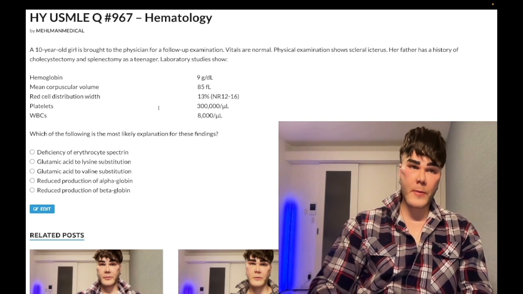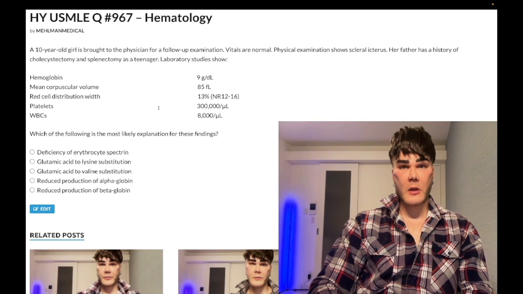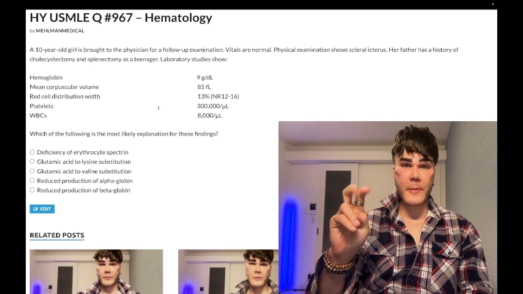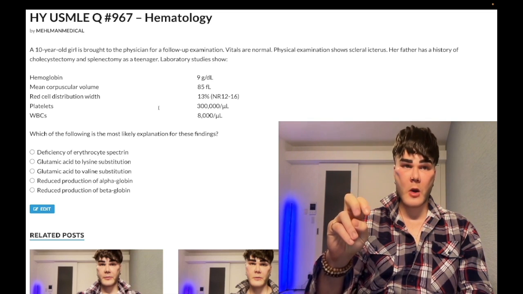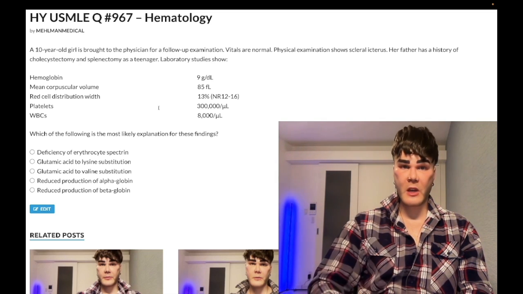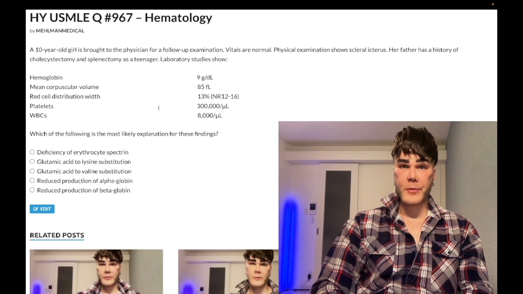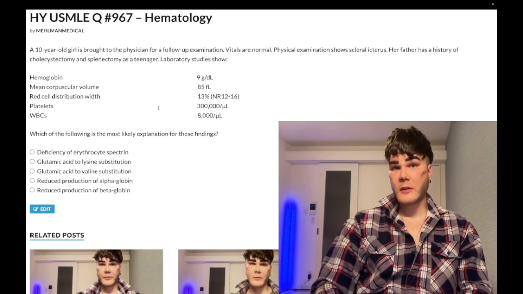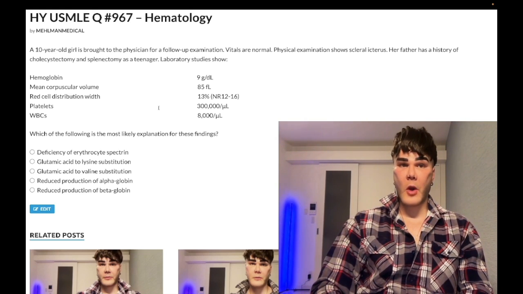Now what they're going to do is oftentimes give you a kid who has a quote-unquote anemia, some sort of unknown condition that's going on, maybe some fatigue, hemoglobin's low, and they'll tell you that one of the parents, because it's AD, has history of cholecystectomy and or splenectomy.